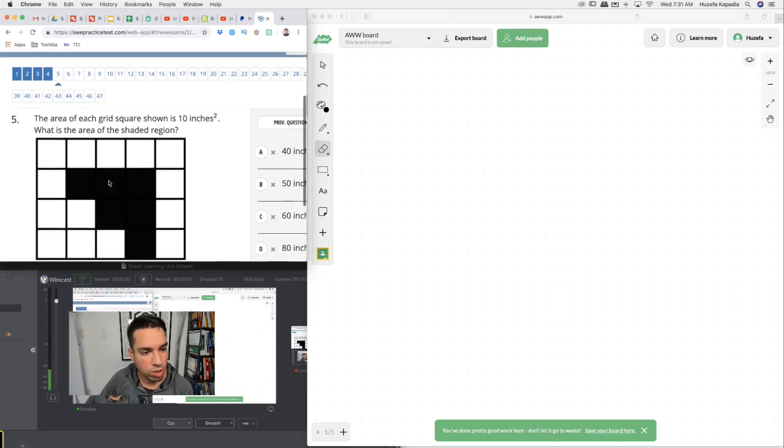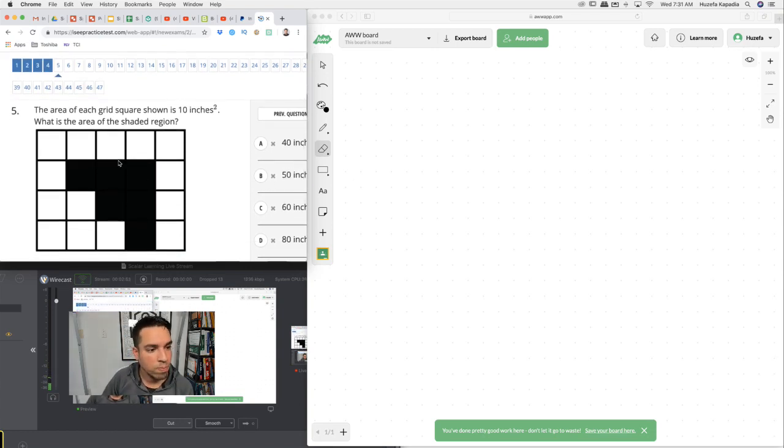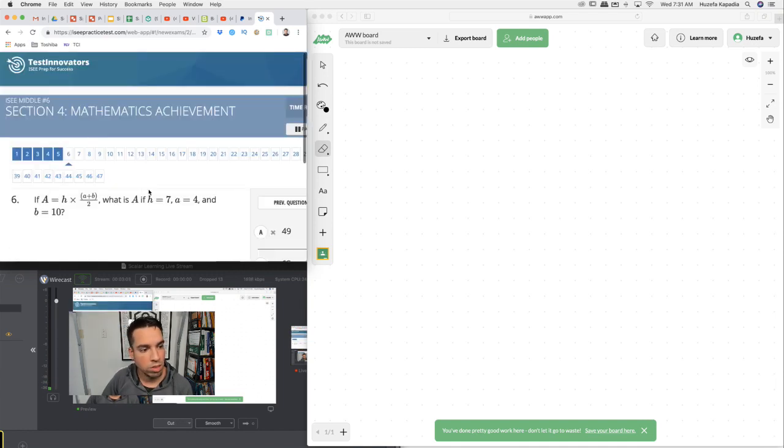The area of each grid square is 10 square inches. What's the area of the shaded region? Well, each one of these is 10. We can count 1, 2, 3, 4, 5, 6 squares, each one at 10, so it's 60 square inches. That's it. Don't need to do anything else.